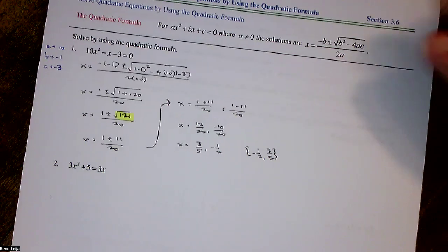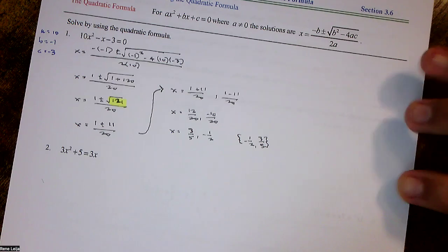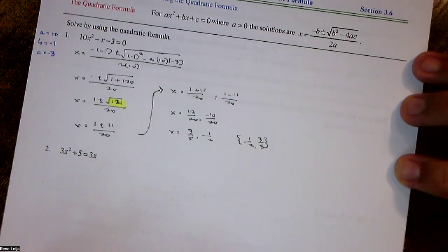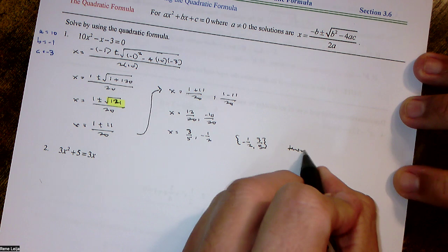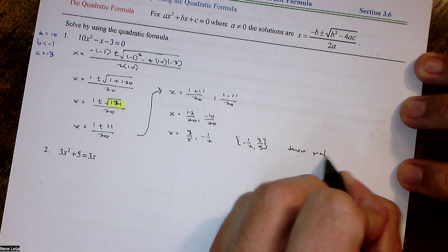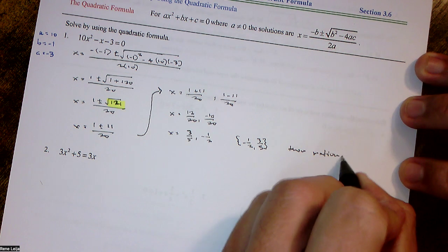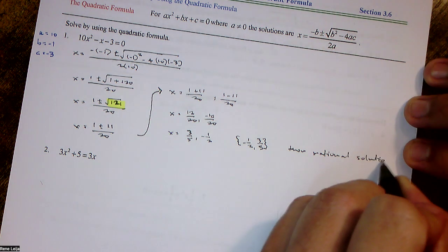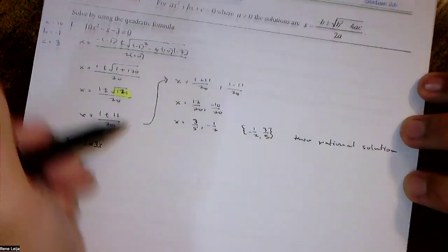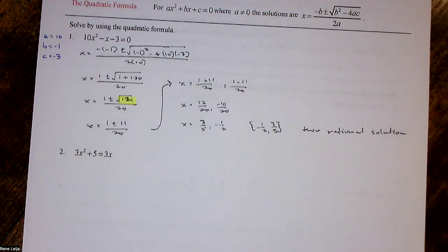Okay. So the type of solution that I have here are two rational solutions. We have a perfect square underneath the radical, and that gave us two rational solutions. There's a reason why I'm pointing this out, and we'll get there in a minute.